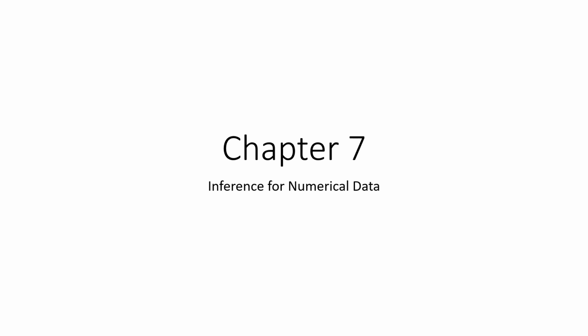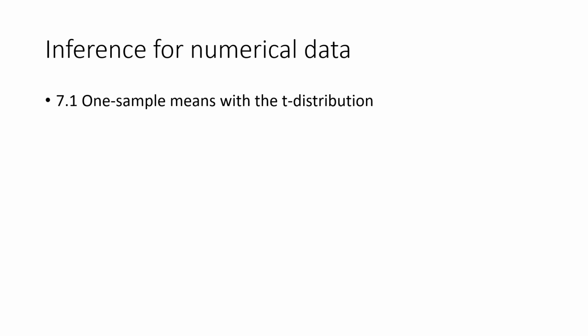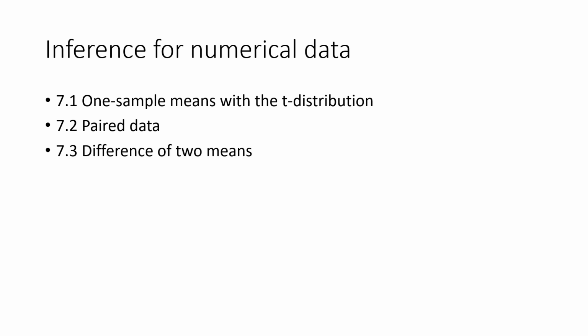This video is to introduce Chapter 7, which focuses on inference for numerical data. We're looking at inference for numerical data. 7.1 is going to focus on one sample means using a new distribution called the t-distribution. 7.2 is going to focus on making inferences when the data that we have are paired data. 7.3 focuses on inference about a difference in two means.